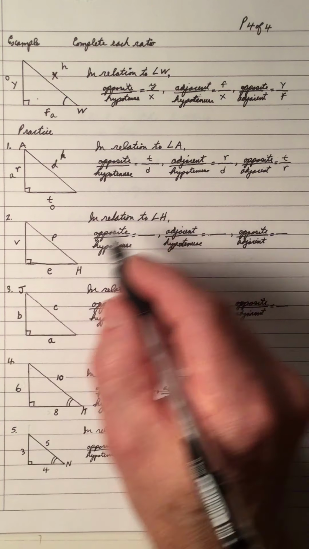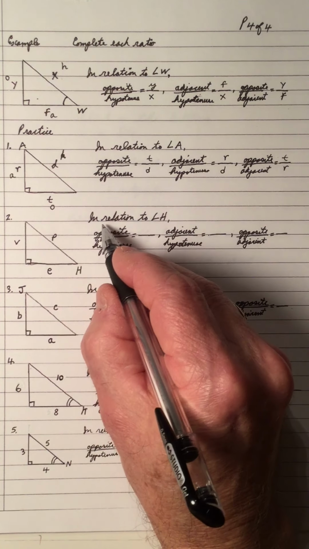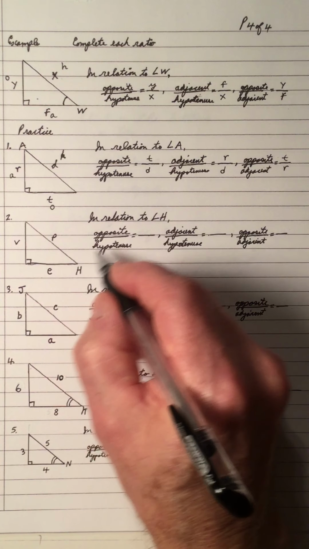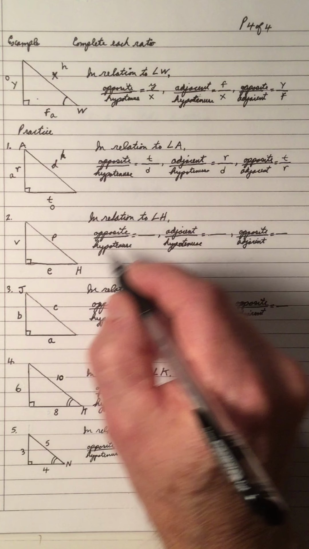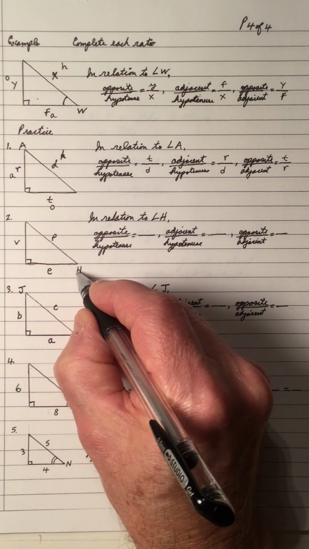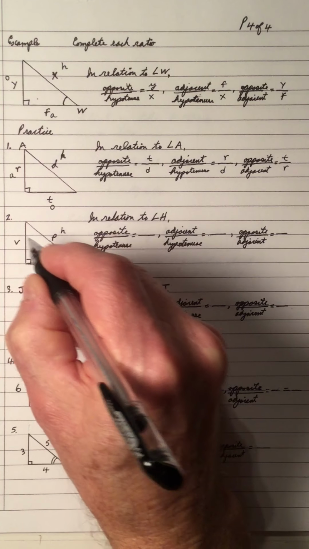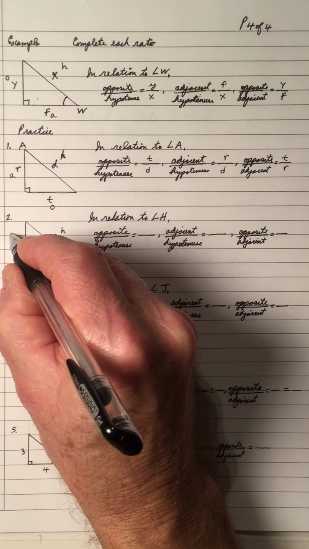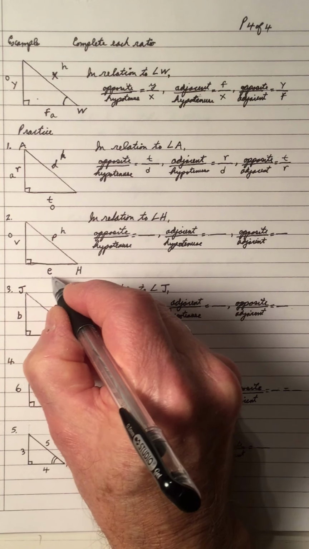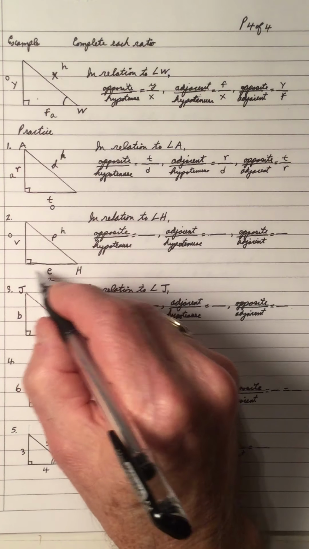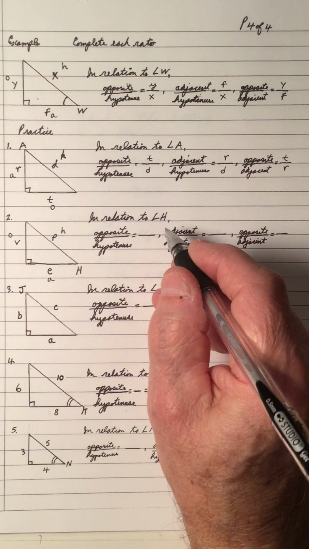Here we go, number 2. In relation to this triangle, here's the triangle, right angle here, and we have the sides marked in relation to angle H. So this is angle H. So again, this is the hypotenuse. This is the opposite. And that's the adjacent. So fill in the ratios with the letters.